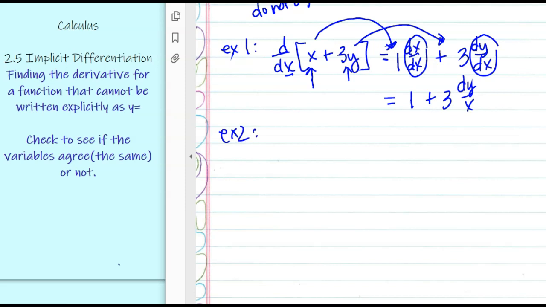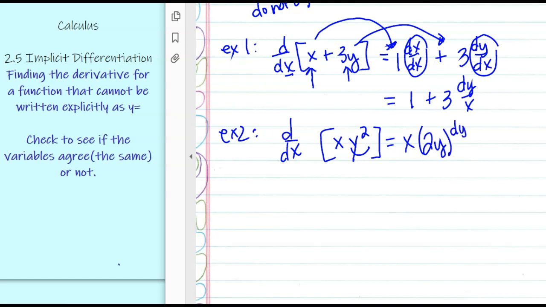Example 2 is very similar, but it's going to have product rule. So I've got the derivative with respect to x of x y squared. So we're going to do first times the derivative of the second plus second times the derivative of the first. But whenever we take the derivative, we're going to chain rule it. So we're going to take the derivative of each variable with respect to x. So first is x times the derivative of y squared, that's the second, that'll be 2y, times the derivative of y with respect to x.